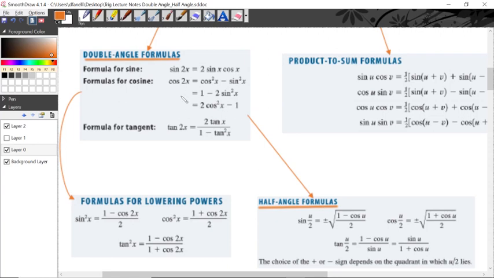And I'm going to be focusing specifically on the sine and the cosine formulas within each of these sets. The tangent formulas can always be derived by rewriting tangent as sine over cosine.